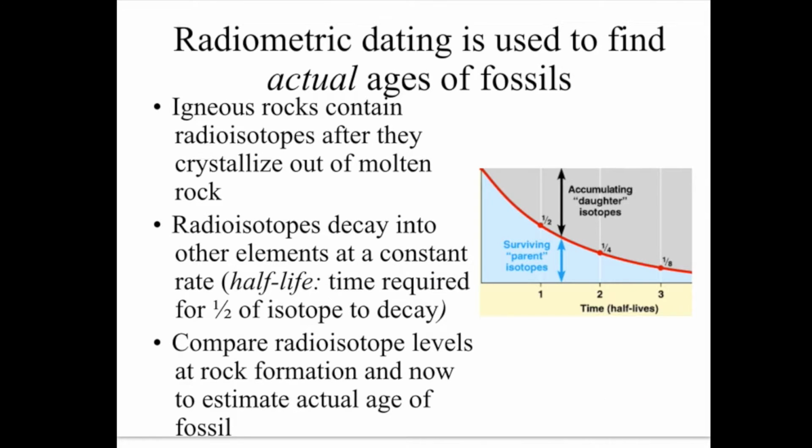Radiometric dating is used to find the actual ages of fossils. While being crystallized out of molten rock, radioisotopes are incorporated into igneous rocks. The radioisotopes within the rocks decay at a constant rate, or the half-life. The half-life is the time required for half of the isotope to decay. By using this rate, we can compare radioisotope levels at rock formation and present time to estimate the actual age of the fossil.